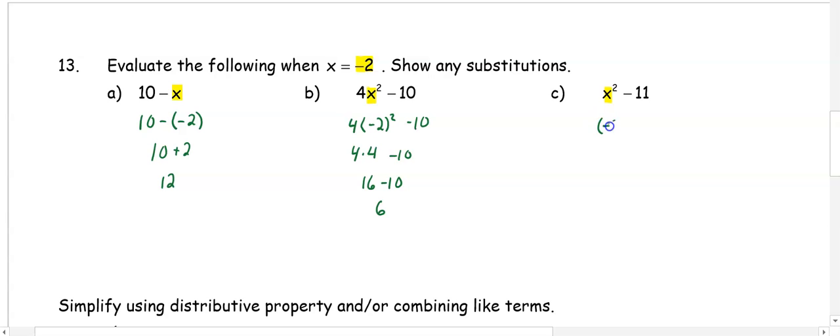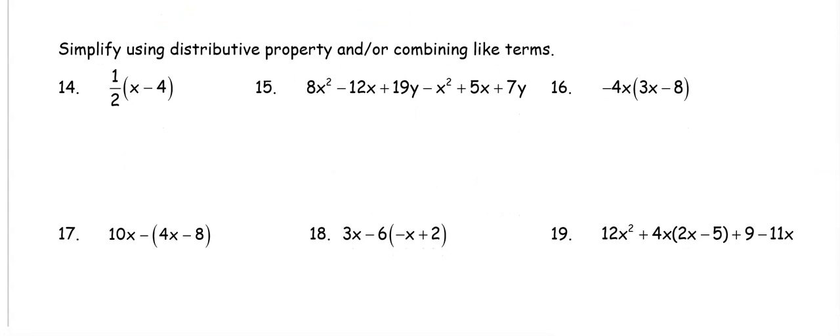And in C, we have -2 squared minus 11. So -2 squared is 4. 4 minus 11 gets us -7. Simplify using distributive property and or combining like terms. So in number 14, this is a distributive property because it has the parentheses. We are multiplying both terms by 1/2. So 1/2 times x is just 1/2 x. 1/2 times -4 is -2.